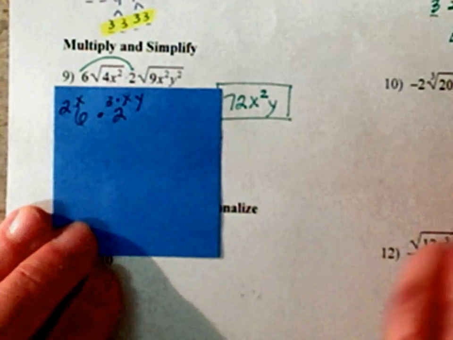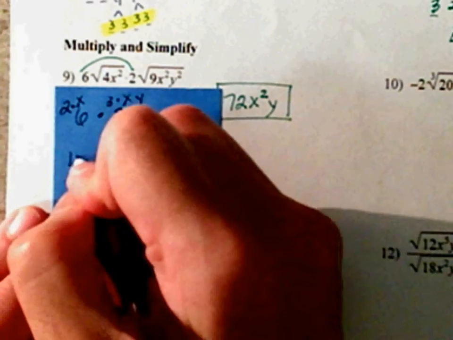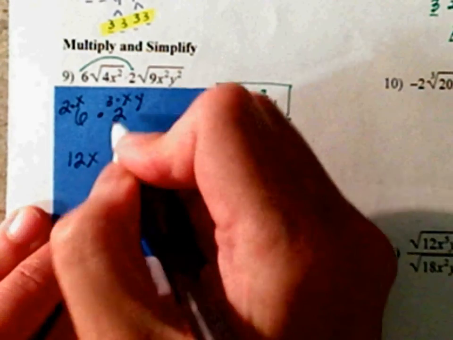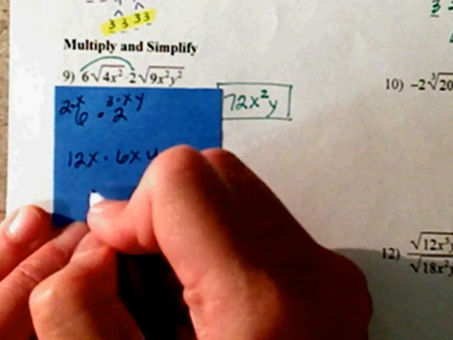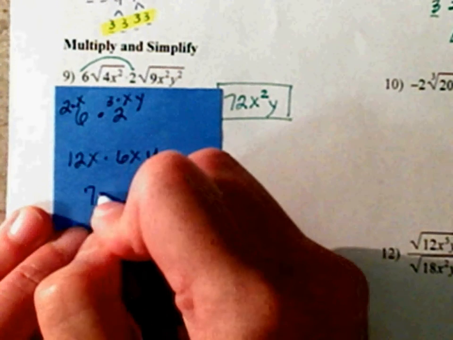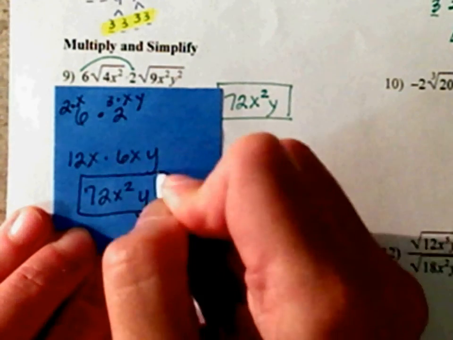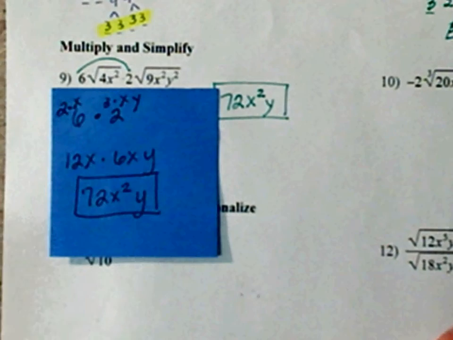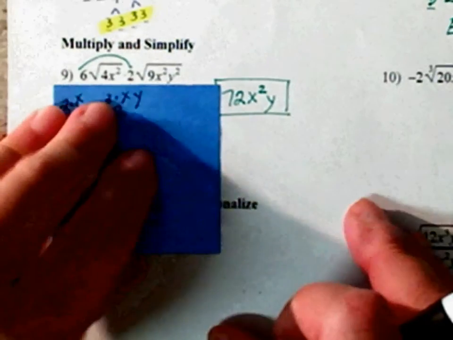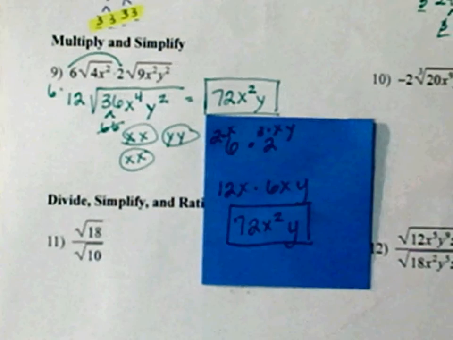Then you got 2 times 6 is 12x. 3 times 2 is 6, xy. 12 times 6 is 72, a couple pairs of x, and a y. Notice how you get the same answer? You can go ahead and take a square root first because they're perfect squares, or you could multiply them and get that solution. Either one is going to be a correct answer. Okay.